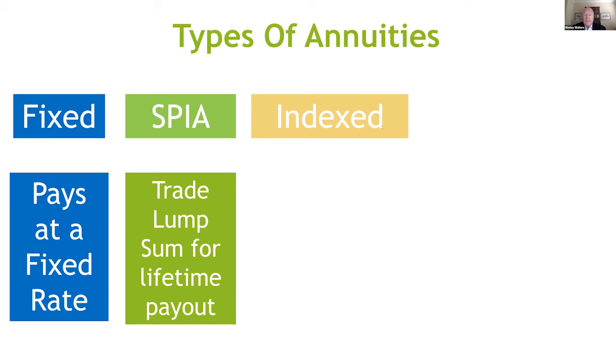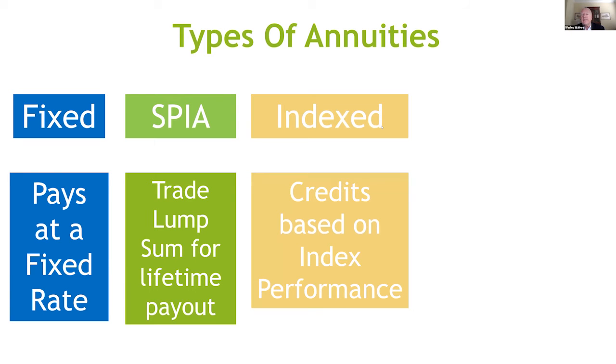Indexed annuities, most people have not heard of these, even though they have been around since 1995. The reason people haven't heard of them is they don't go to advisors that offer these. So you have to go to the proper advisor to learn about these products. These give you credits based on the performance of an index, like the Standard & Poor's S&P, the NASDAQ, the Dow, the FTSE. Many indexes to choose from. We'll look at that in more detail.